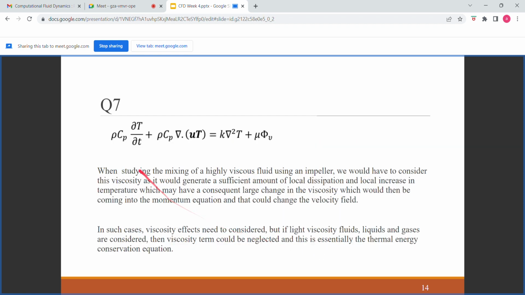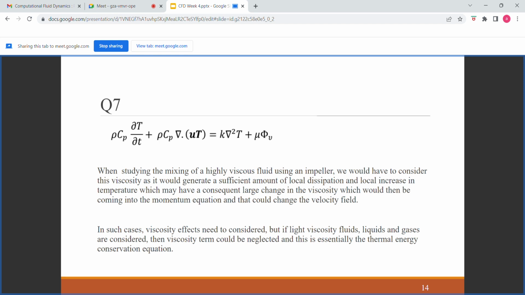This is the energy balance equation: rho Cp dT/dt plus rho Cp u dot del T is equal to k del squared T plus mu phi V. The phi V is the viscous dissipation term. When studying mixing of a highly viscous fluid using an impeller, we would have to consider this, as it would generate a sufficient amount of local dissipation and local increase in temperature, which may have a consequent large change in viscosity, which would then come into the momentum equation, and that could change the velocity field.